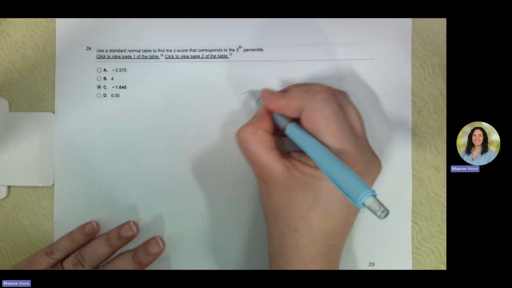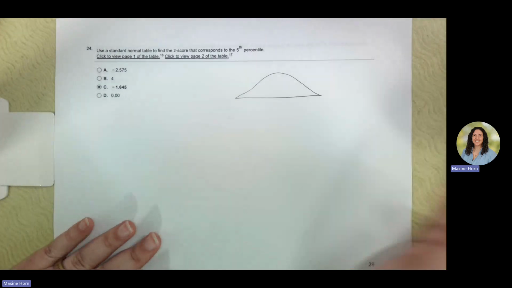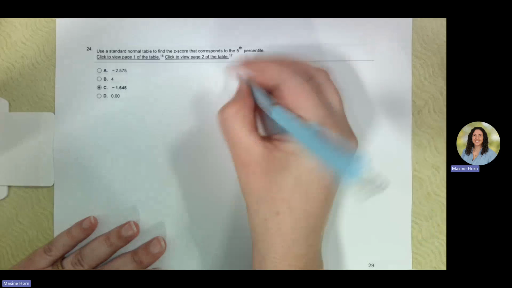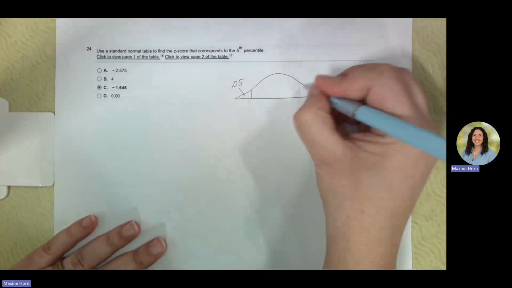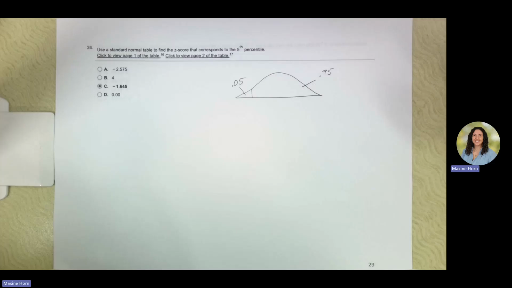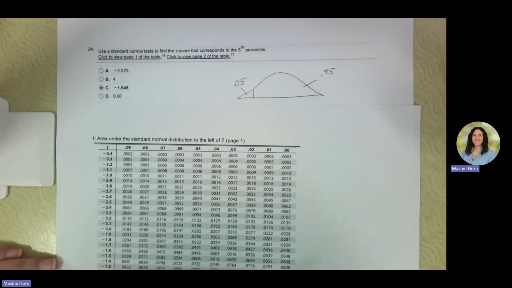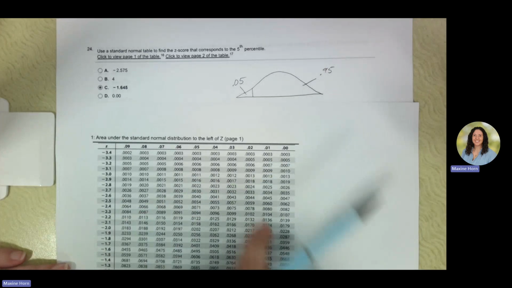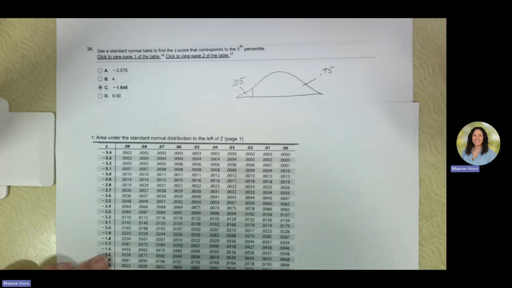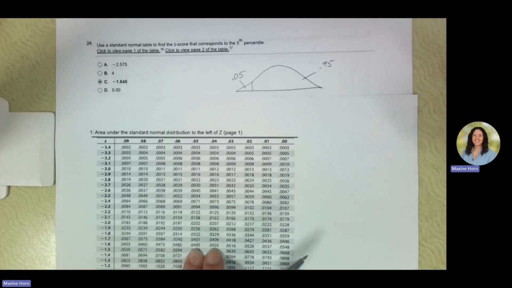Okay, use a standard normal table to find the z-score that corresponds to the 5th percentile. Okay, so again, what does 5th percentile mean? It means that only 5% is to the left and the other 95% are over here. Not that you have to label this, but just so that you make sure that you understand what we're looking at. So if I'm looking at something way over here, I know that I need to be looking at the negative side, right? So I have 0.05, I'm going to find that here. And so that's going to be, we've got 0.0495 and 0.0505.